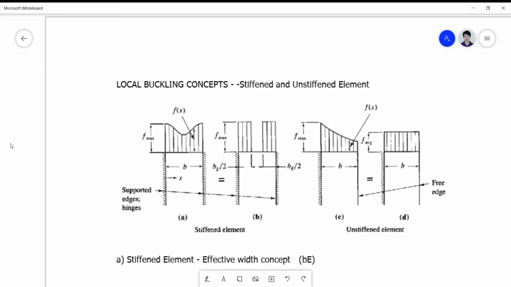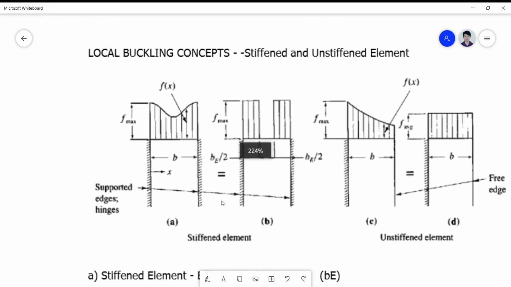Hello guys, today we are going to discuss local buckling concepts, which are applicable for stiffened and unstiffened elements for different sectional shapes in steel. For the consideration of our stresses and area, we now consider two types of element.